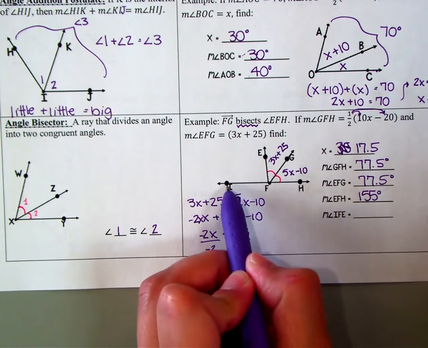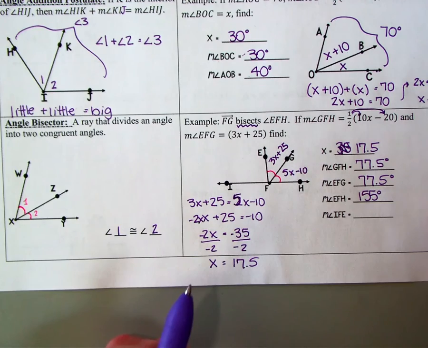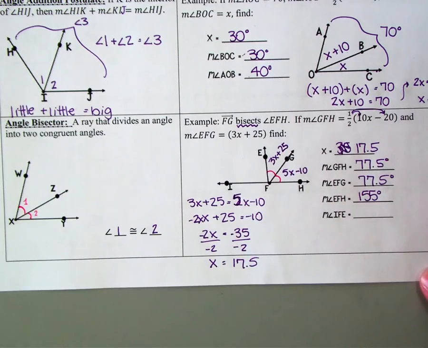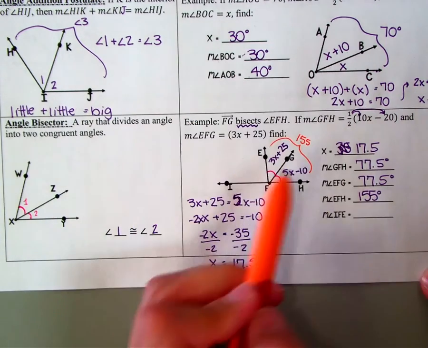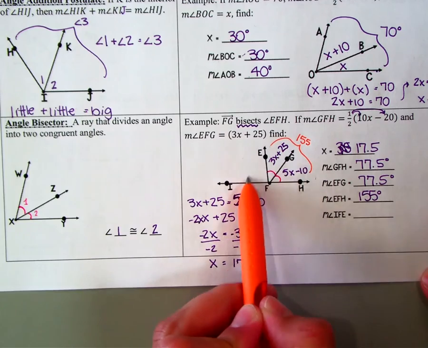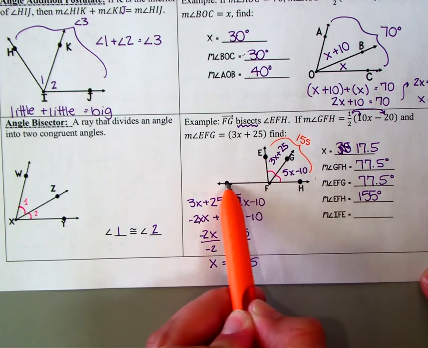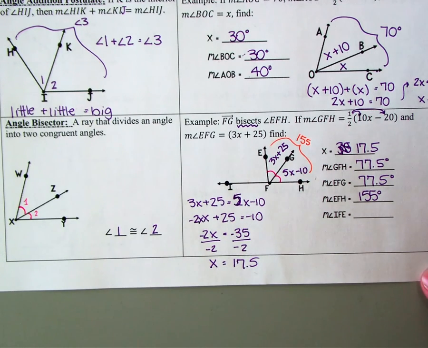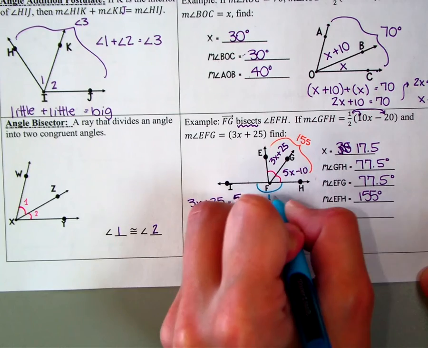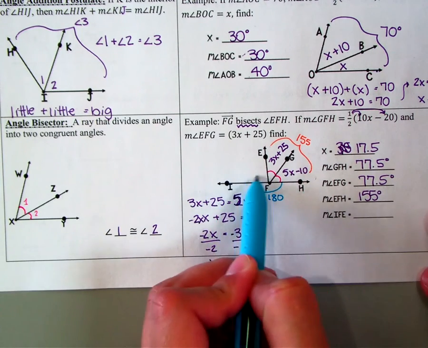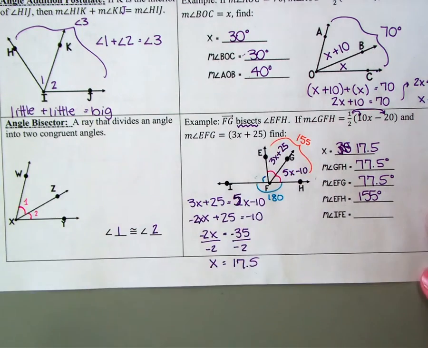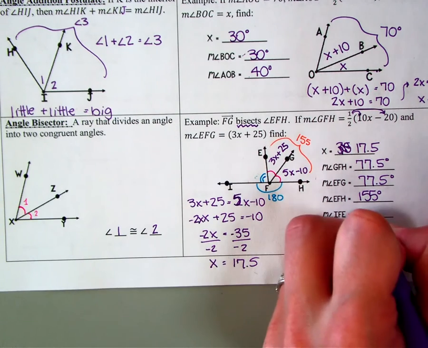And then it's asking me for IFE. So if I know that this set over here is 155, this 155 plus whatever this angle is makes a straight angle. So if it makes a straight angle, I know that this whole thing is 180. So whatever is left is this angle over here. So 180 minus 155 gives me 25.